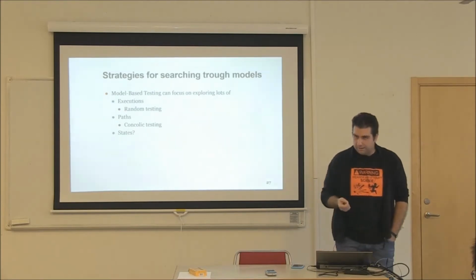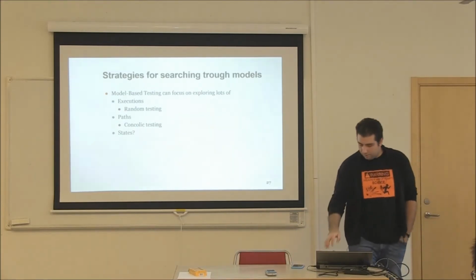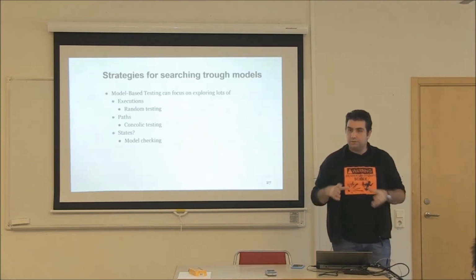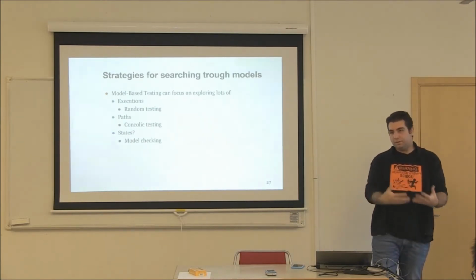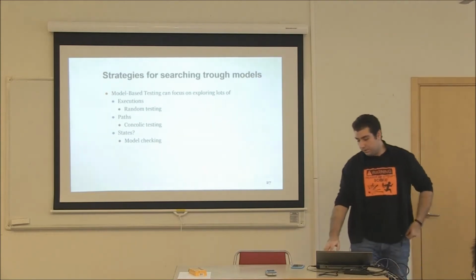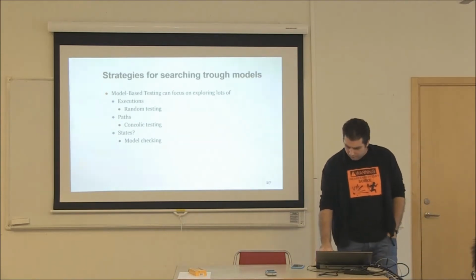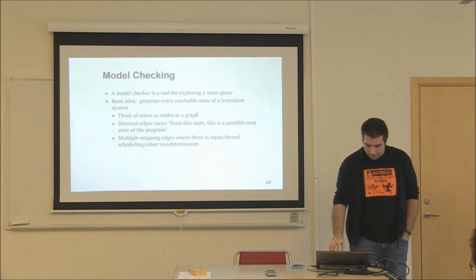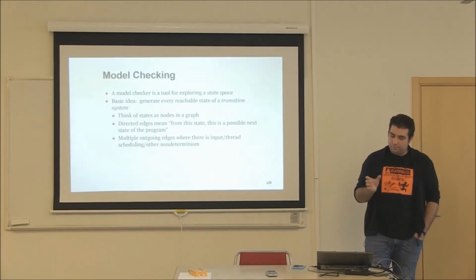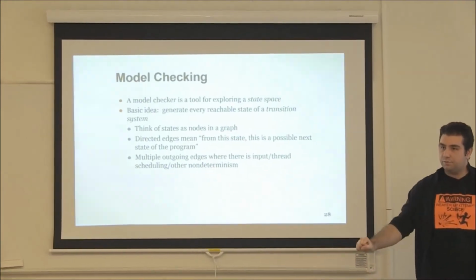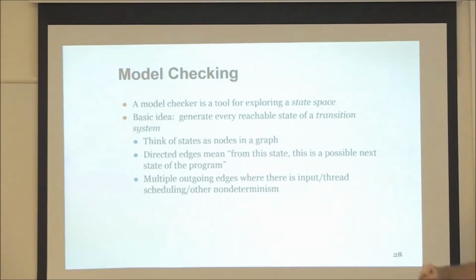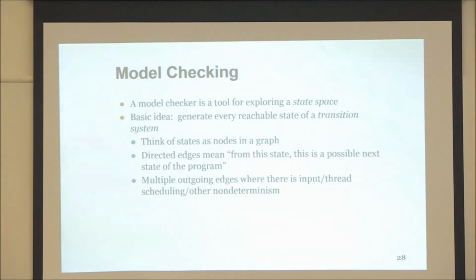And then if you explore states, maybe you know the term: it's called model checking. When you try to explore lots of states, you have a special technique that was devised 20 years ago and got the Turing Prize. So a model checker is a tool for exploring a state space. And I will try to show you that model-based testing using model checking is something really useful that is used in industry quite often nowadays. The basic idea is to generate every reachable state of a transition system or of a finite state machine.